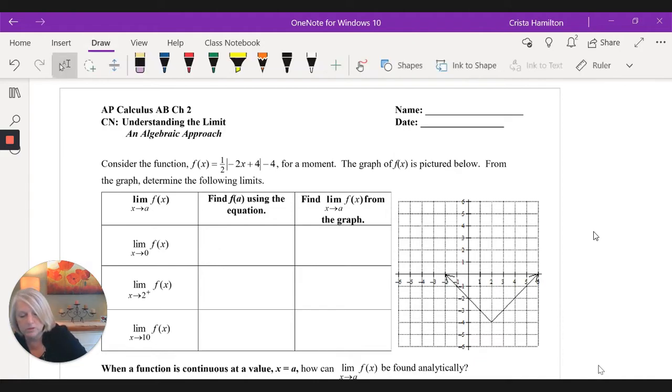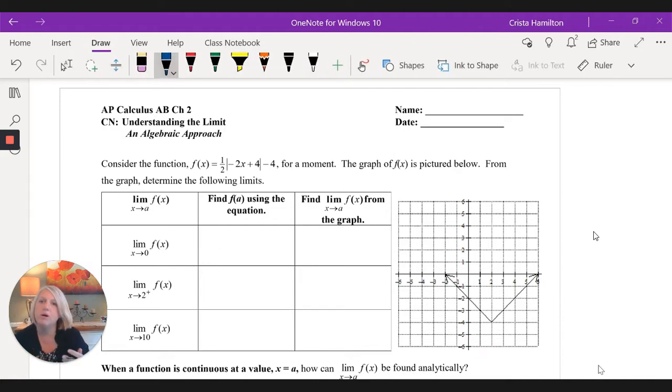I'm going to pause, because in this video we're going to have you prompt and find the values. The first thing you're going to do is find f of 0, f of 2, and f of 10 using the equation.